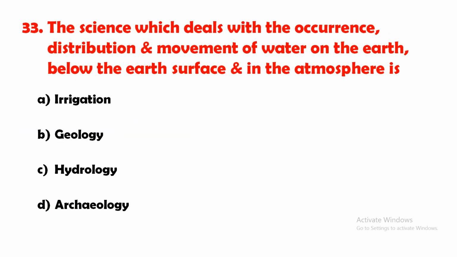The science which deals with the occurrence, distribution and movement of water on the earth, below the earth's surface and in the atmosphere is known as irrigation, geology, hydrology, archaeology. The answer is, the science which deals with the occurrence, distribution and movement of water on the earth, below the earth's surface and in the atmosphere is called as hydrology.